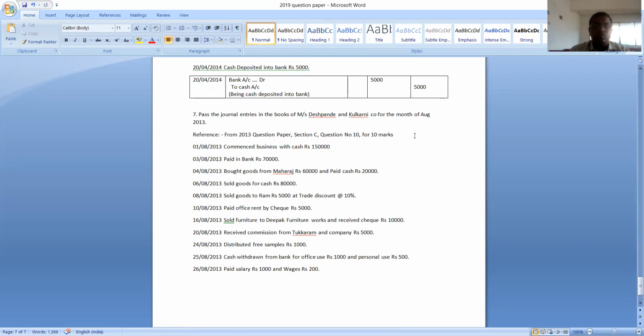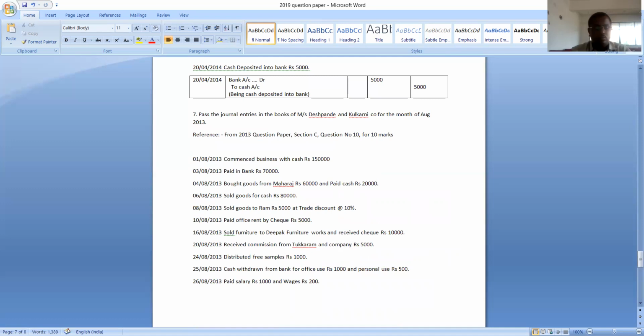Now, let us move to next question paper problem. Actually, it is from 2013 question paper, and it appeared in section C for 10 marks. Question number is 10. Let us solve this problem. Let us read the question first. What is the question? Pass the journal entries in the books of Messrs. Deshpande and Kulkarni Company for the month of August 2013.